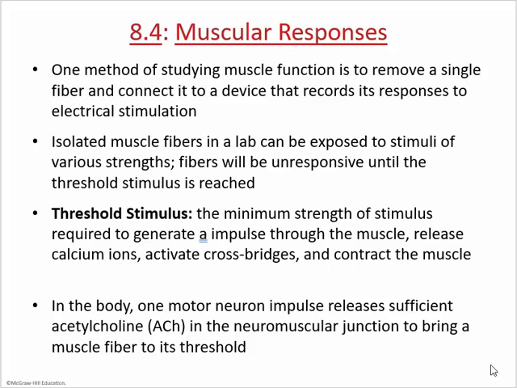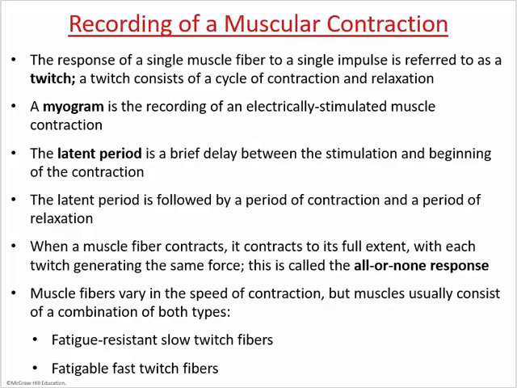In the neuromuscular junction, there's usually enough acetylcholine released by the motor neuron to reach contraction. When the muscle reaches contraction, we get something called the muscle twitch.